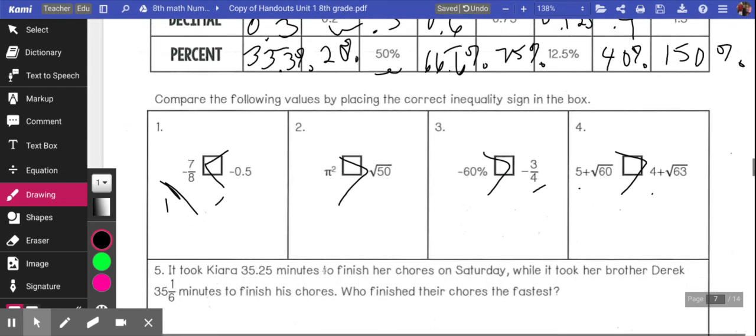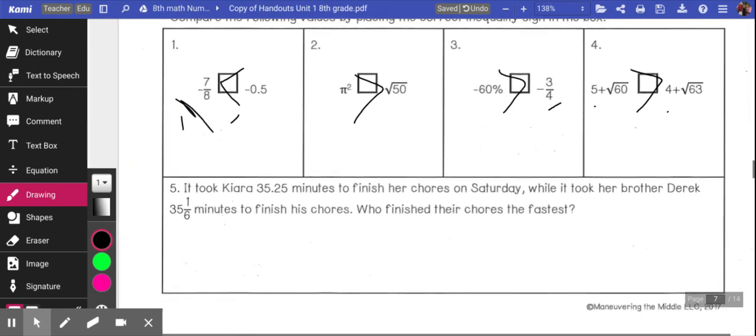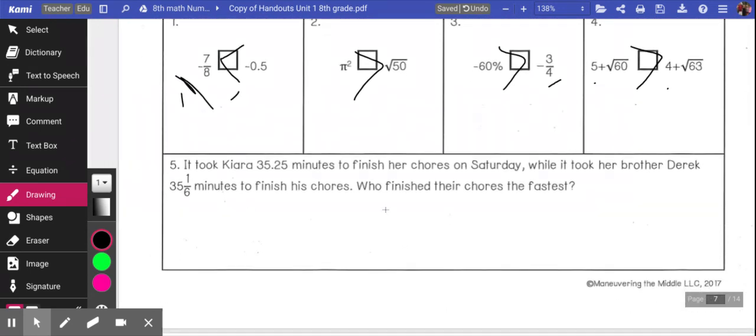Okay, next, it took her 35.25 minutes to finish her chores on Saturday. And it took her brother that many minutes to finish his chores. Who finished her chores the fastest? So remember, fastest would mean less time. So you go ahead and tell us, comparing, and tell us their numbers. So go ahead and pause it.